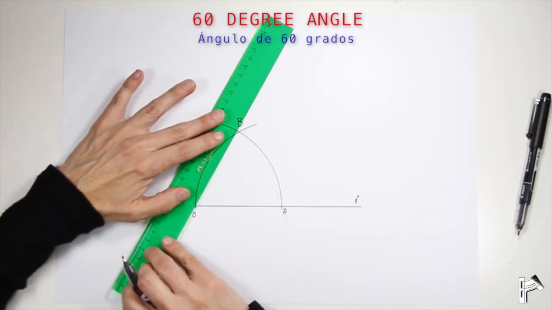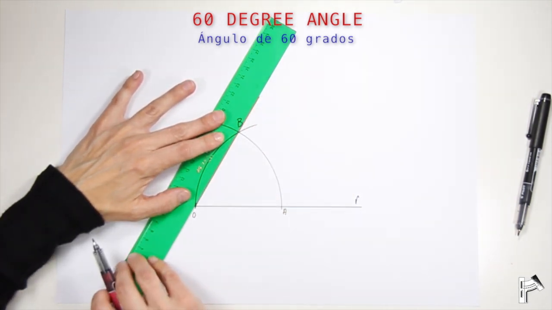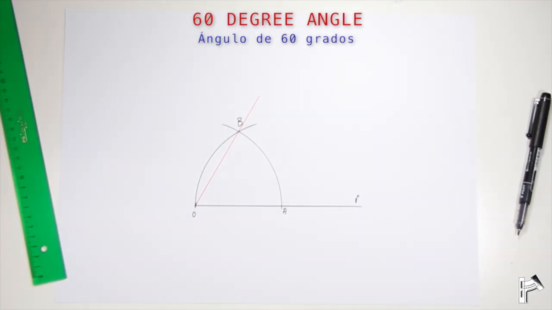By joining point O and point B, we will obtain a 60° angle.